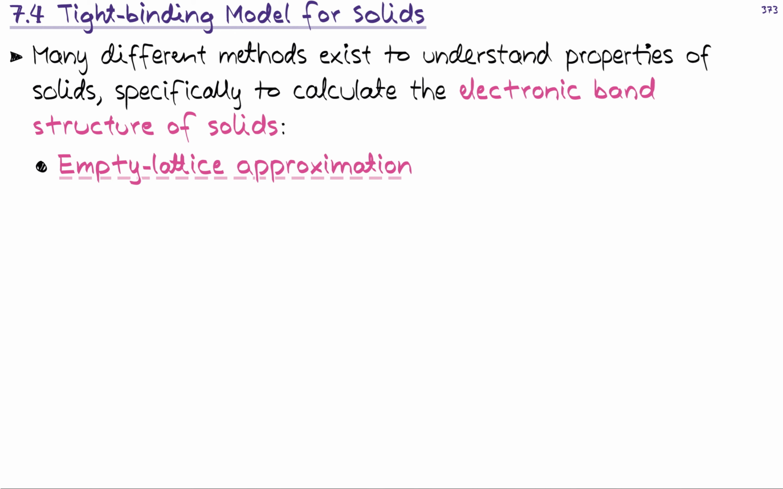Oftentimes, the starting point is an empty lattice approximation, and this is many times a very good starting point because it does provide us the backbone of dispersion relations. So I really recommend that if you want to become a level 29 solid state physicist, a very good solid state physicist, you should maybe start by forming a better understanding of the empty lattice approximation in a 2D case and for different kinds of 2D lattices, and then one by one, little by little, you move into the full 3D picture.